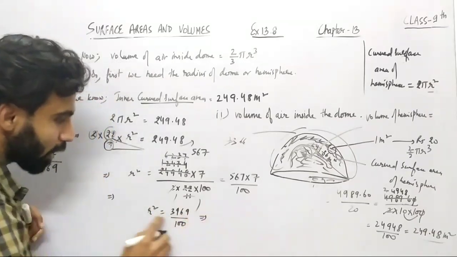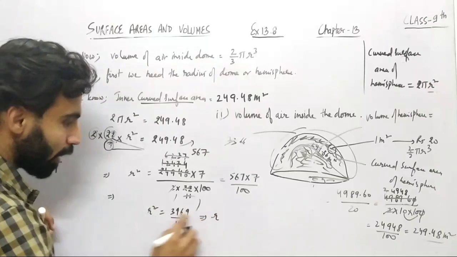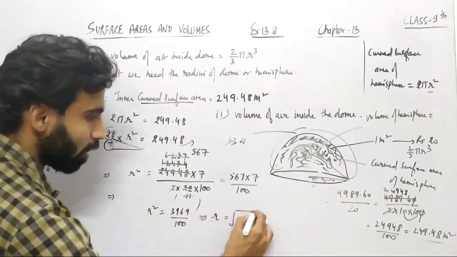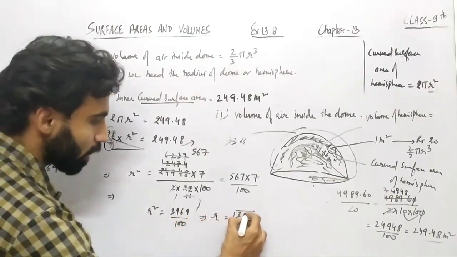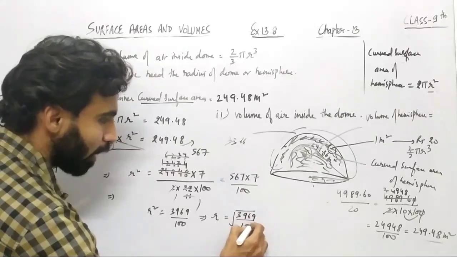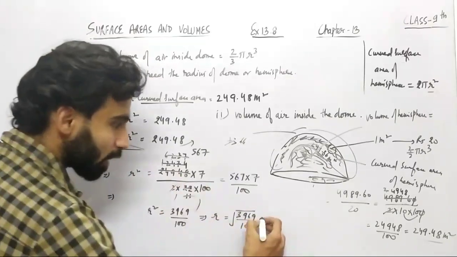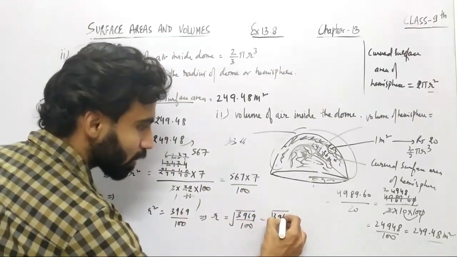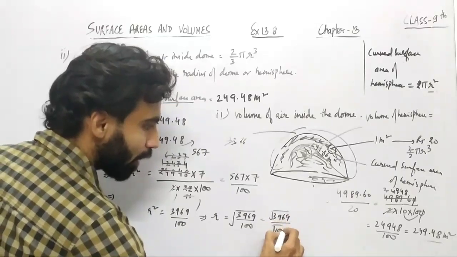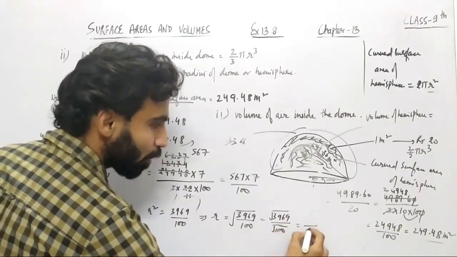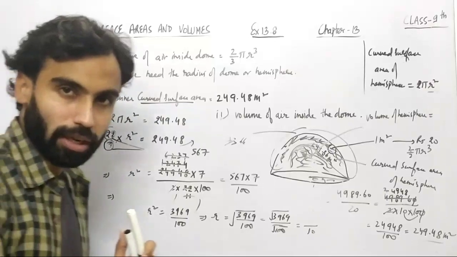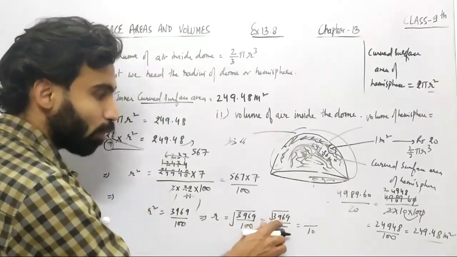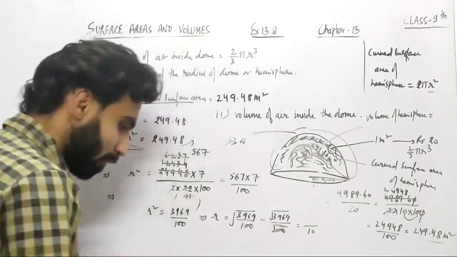Now you can see here it is the square of the radius, so I will remove this square here, and in the next step the square root will come on the right hand side, so 3969 divide by 100, right? So here you can see, let me separate them, the square root of 3969 and the square root of 100. Now you can see the square root of 100 is 10, because 10 into 10 is 100. Now let me just find out the square root of 3969, right?